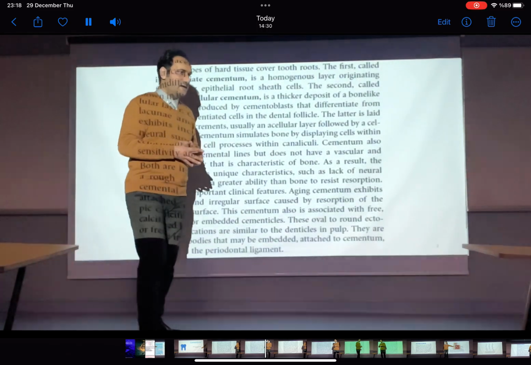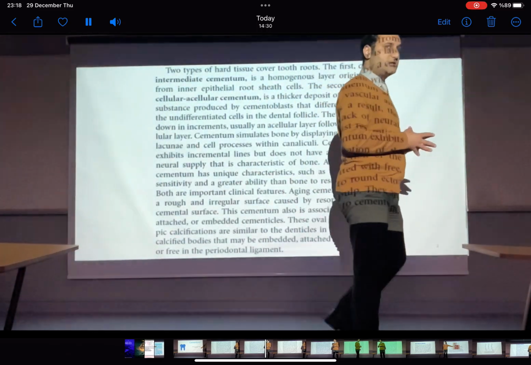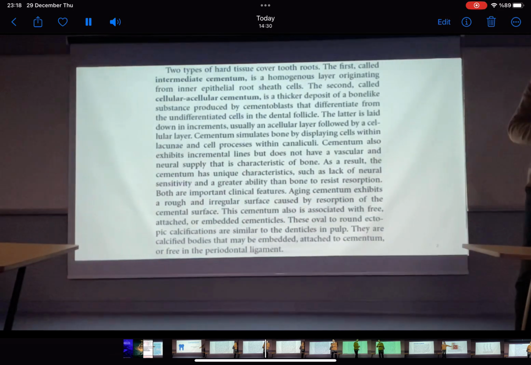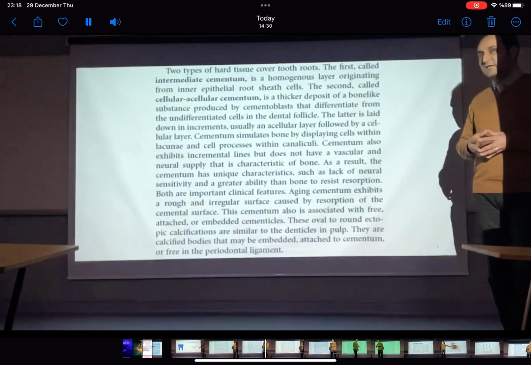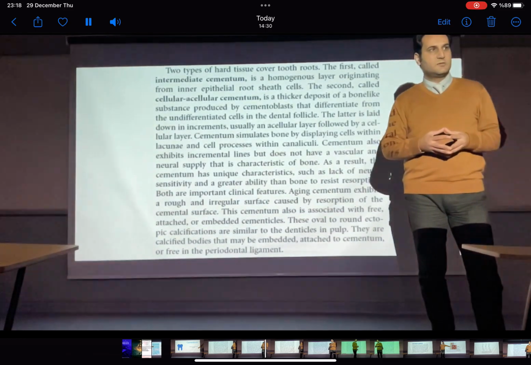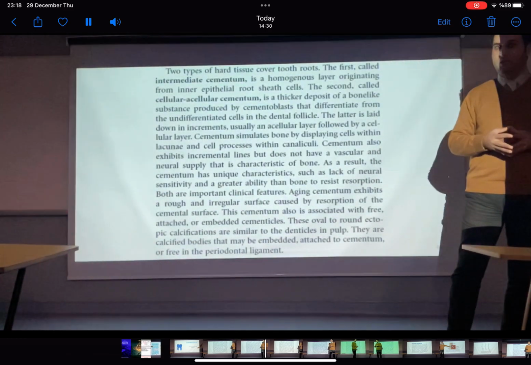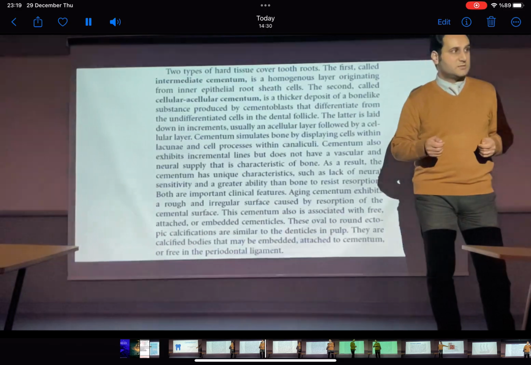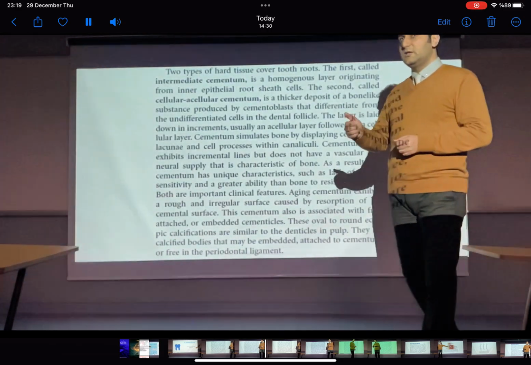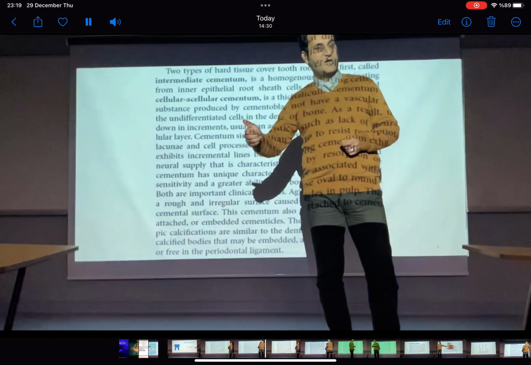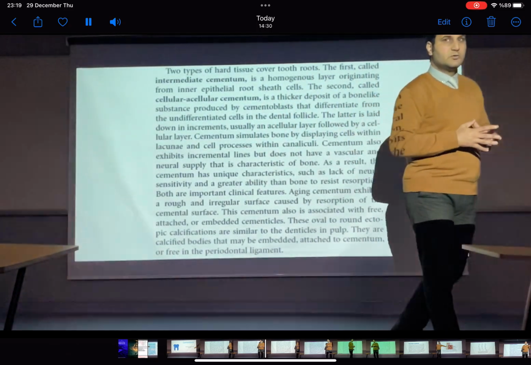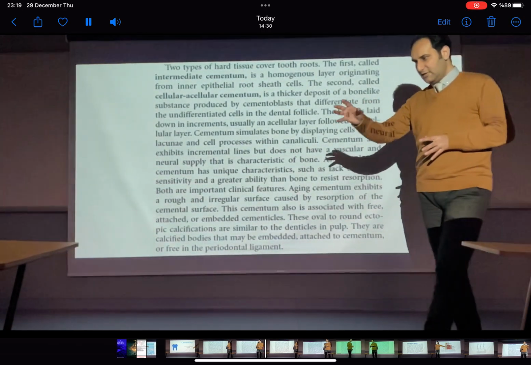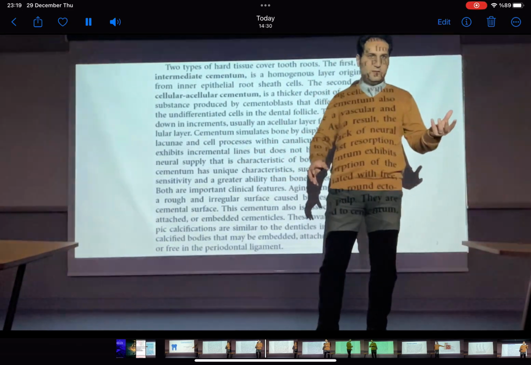What are the extrinsic fibers? The extrinsic fibers, again, are fibers which are present in the cementum. But the cells which produce these fibers are different from the intrinsic fibers. Extrinsic fibers are produced by fibroblast cells. Fibroblast cells are related to the periodontal ligament. Those fibroblast cells produce extrinsic fibers. Okay? Now you know we have the cellular and acellular cementum, intrinsic and extrinsic fibers.